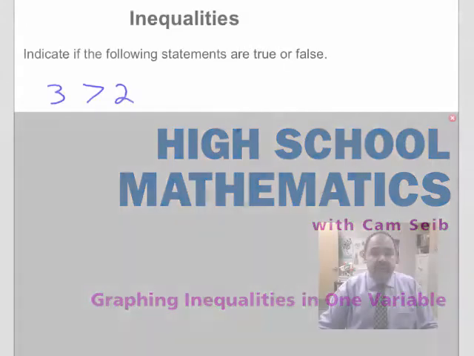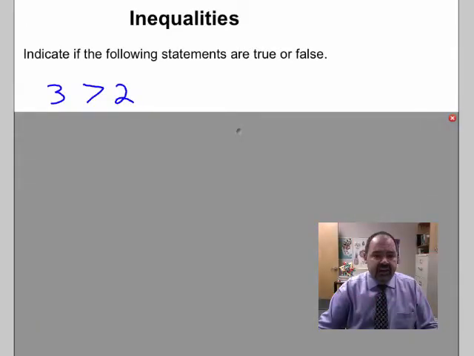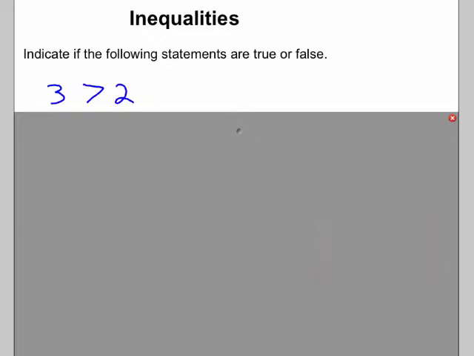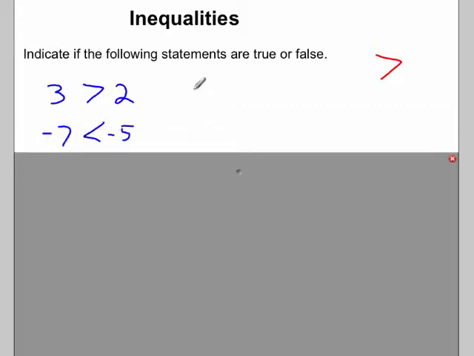Just want to talk about the basics of inequalities today. We have a number of statements here. We have 3 and 2, and 3 is the bigger number, and so we use the greater than sign, the sign with the opening towards the biggest number, to represent that 3 is greater than 2. Alright? So that's a true statement.